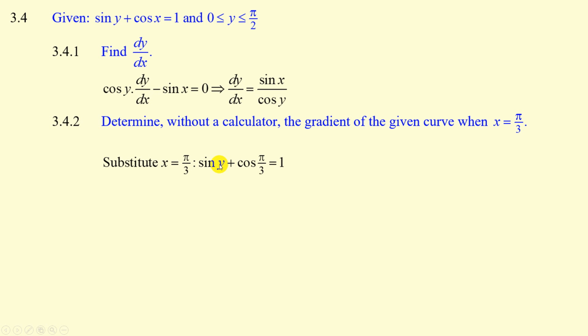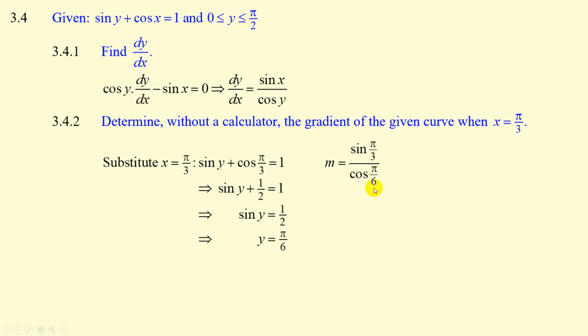So cos of pi by 3, cos of 60, I hate to do it, but cos of 60, half, and therefore sine of y equals a half, sine of 30 degrees is a half, which is pi by 6, 180 over 6. Now we have the x and y value, pi by 3, pi by 6. We have the derivative, so we can substitute.